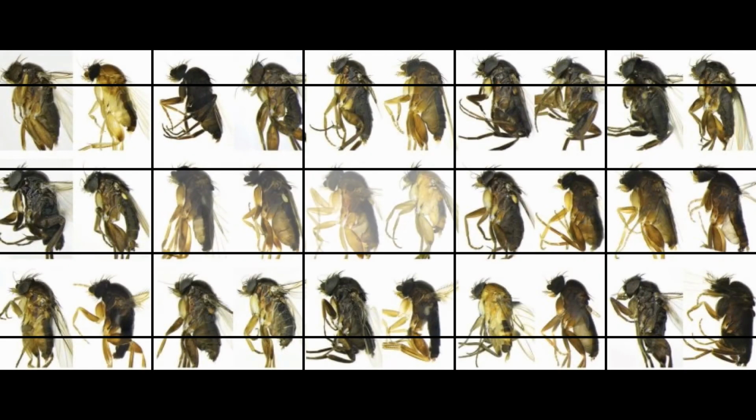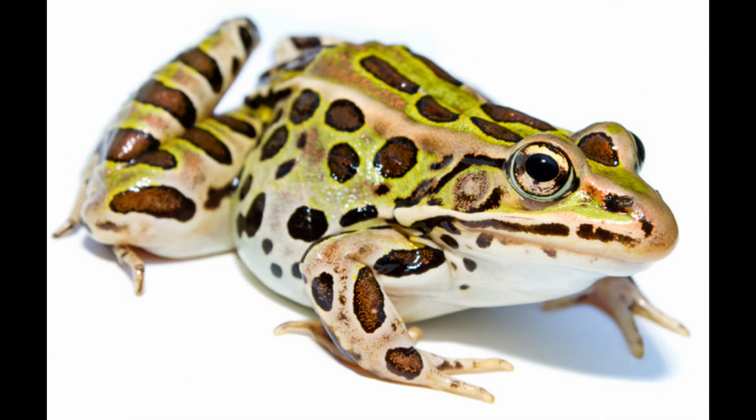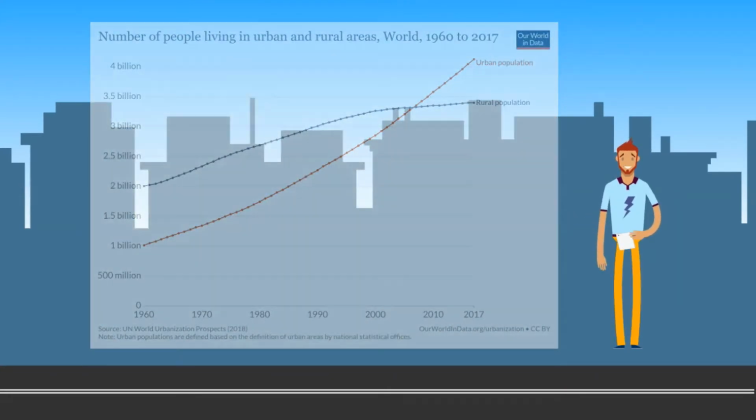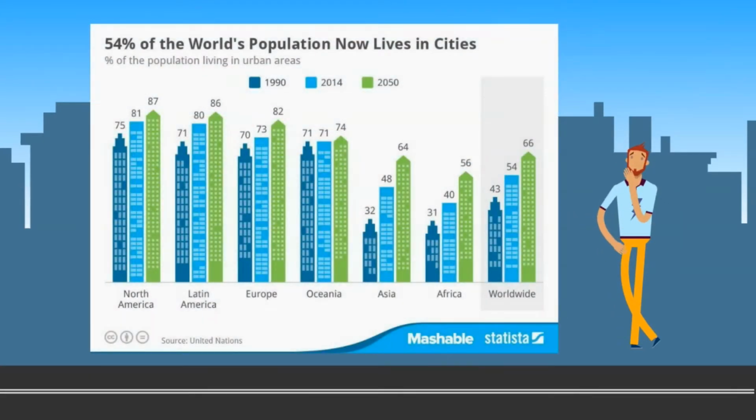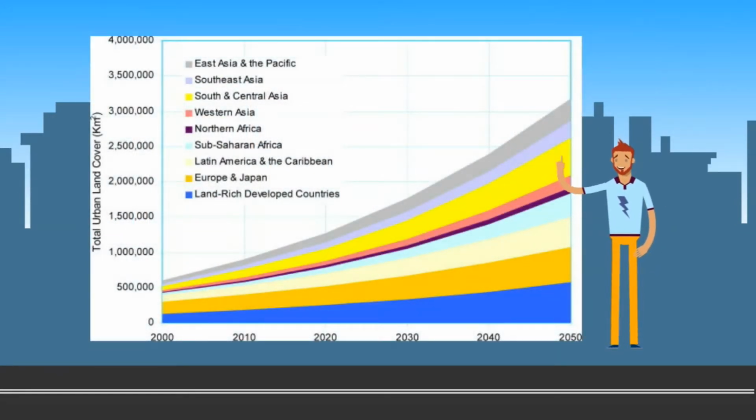For example, in 2015, 30 new species of flies were discovered in Los Angeles backyards. And in 2012, a new species of frog was discovered in New York City. Most people in the world now live in urban settings, so getting a better understanding of the ecology of our cities is increasingly important as our urban footprint grows and our climate changes.